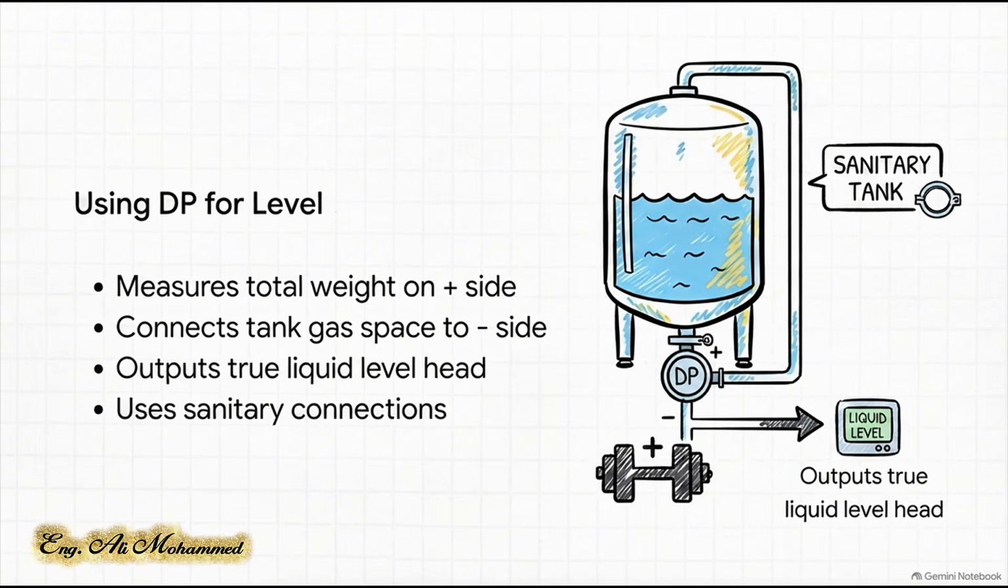The high-pressure plus side is attached to the very bottom of the tank, measuring the total weight, the hydrostatic head, of the liquid plus the pressurized gas pushing down on it. Then, the low-pressure minus side is connected to the top of the tank, measuring only the gas pressure. The transmitter mathematically subtracts the gas pressure from the total, cleanly canceling it out, and outputs a true, highly accurate liquid level reading. And because it's a Type T, it uses sanitary, clean-in-place connections that are absolutely perfect for the food and life science industries.